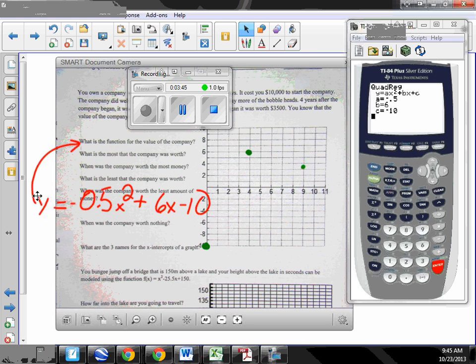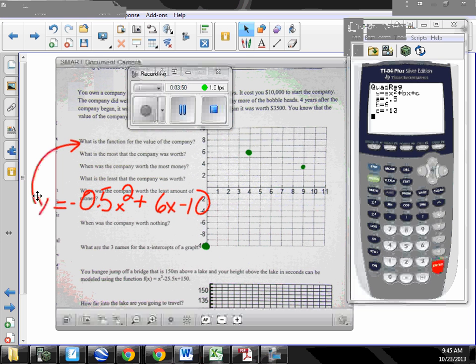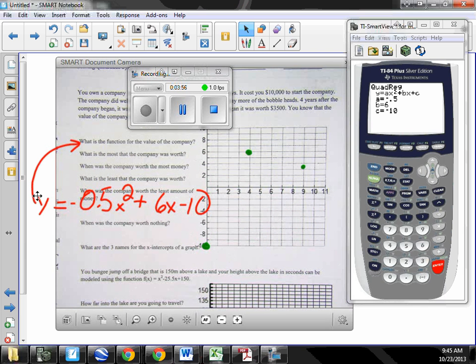So the second question asks, what is the most that the company was worth? How do we figure that out? Just graph it. So push graph.